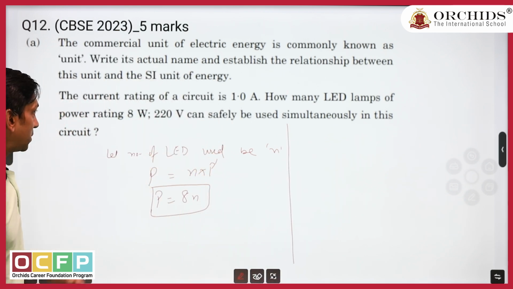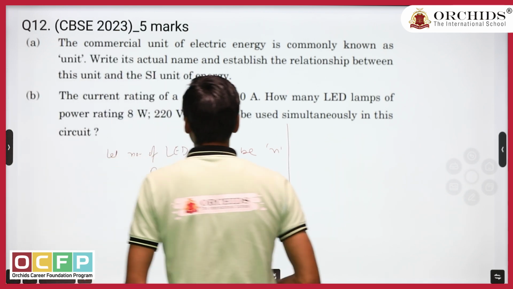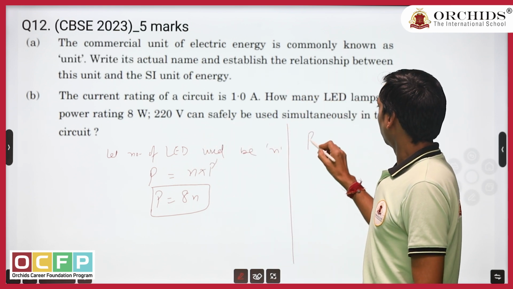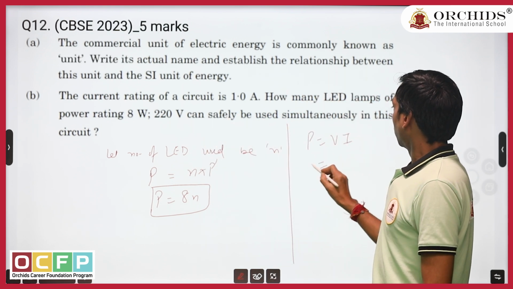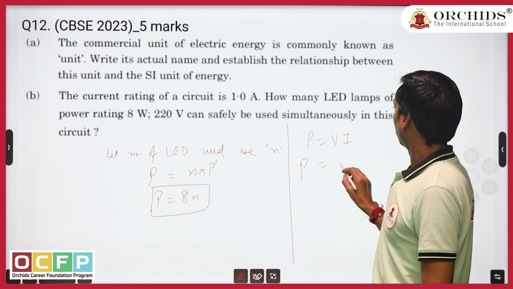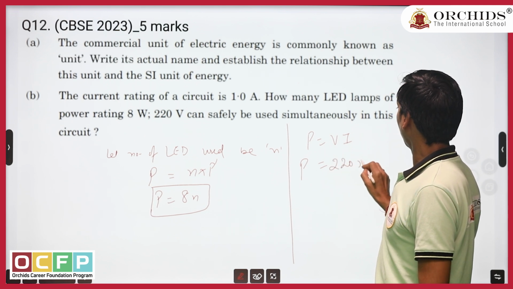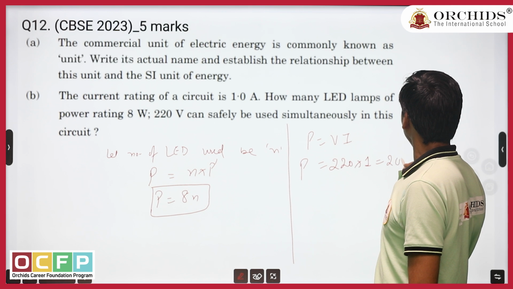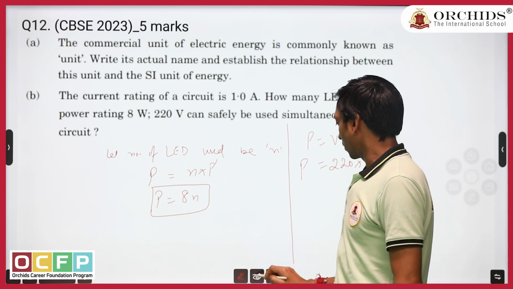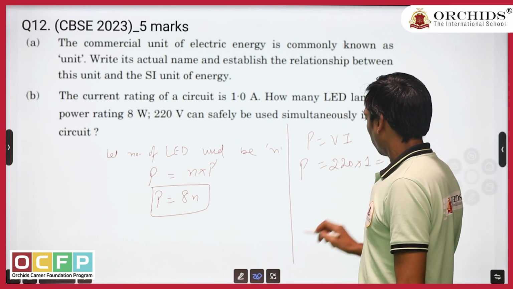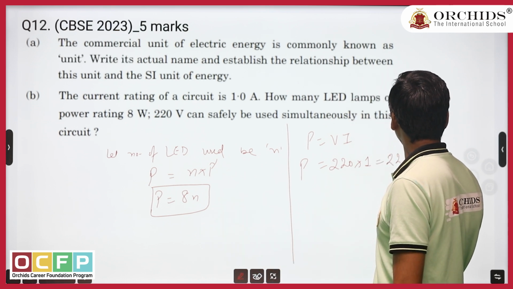Now the circuit has a potential of how much? 220 volt, and this 220 volt is drawing how much current? So power is what? V into I. So overall power consumed is how much? V, 220, into 1. So that is how much? 220 watt. So the power consumed is 220 watt by N LEDs.